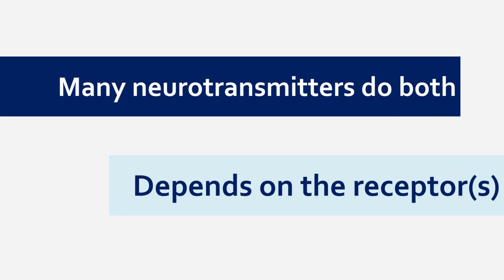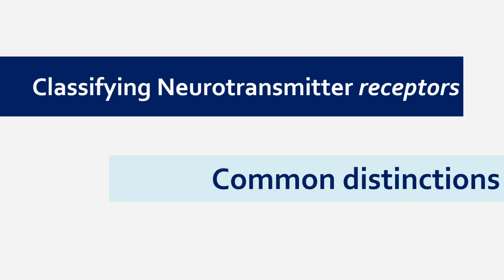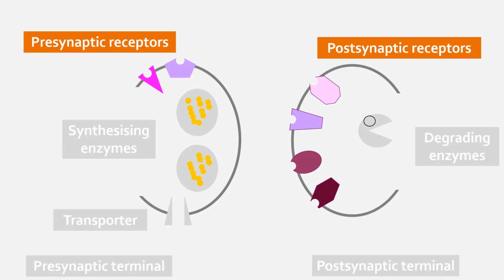What I want to emphasize here is that many neurotransmitters do both, and again the distinction is because of the receptor that it's binding to. The same neurotransmitter can bind to a different receptor, and the receptor can then be inhibitory or excitatory, or as we'll see, modulatory. In order to understand that, we have to understand a bit more about the biology of neurotransmitter receptors. These distinctions that we're going to talk about apply to both the presynaptic and the postsynaptic receptors that we introduced in an earlier slide.